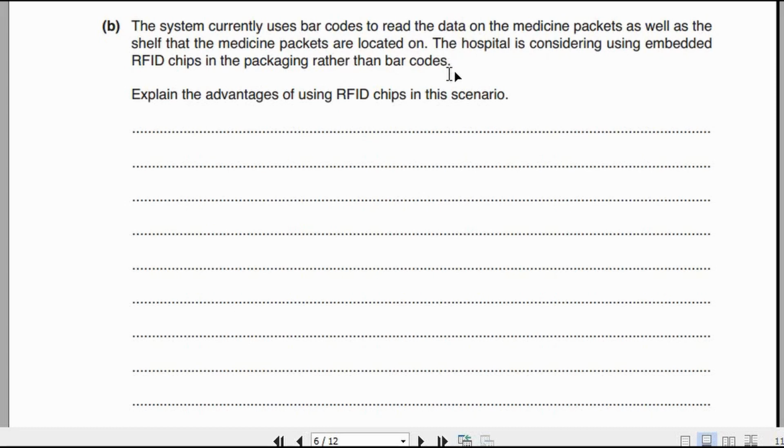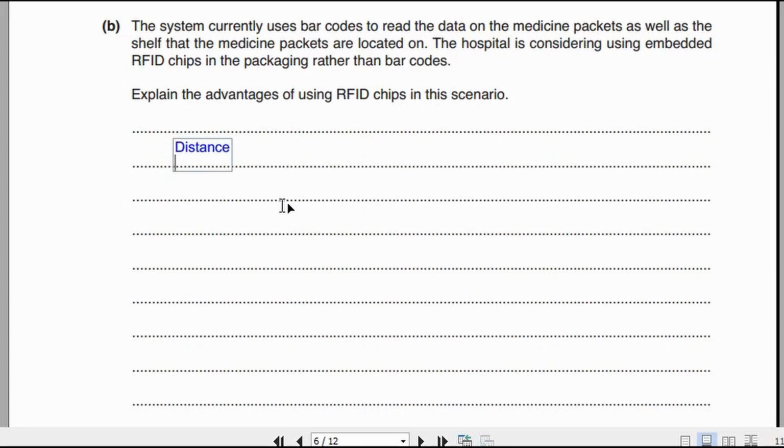So they want to replace the barcode technology with the RFID chip technology. This is the scenario, and what they want from us is to explain the advantages of using RFID chips in this scenario. So we need to tell how RFID is better than using a barcode reader. There are many ways it's better. The first way the RFID is better is because of its greater distance. It covers greater distance than the barcode reader.